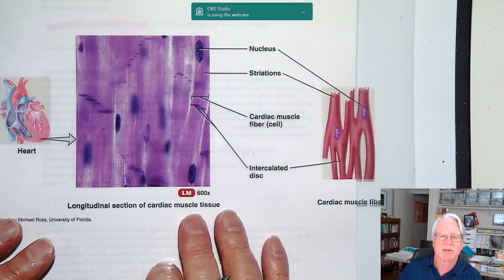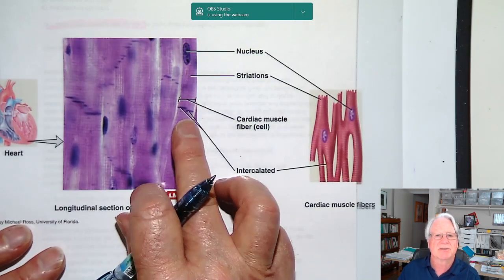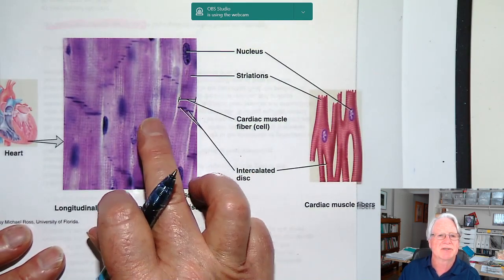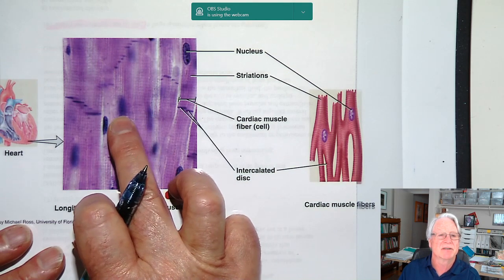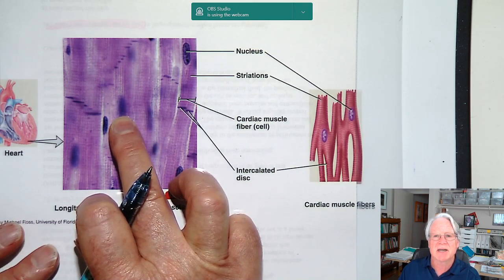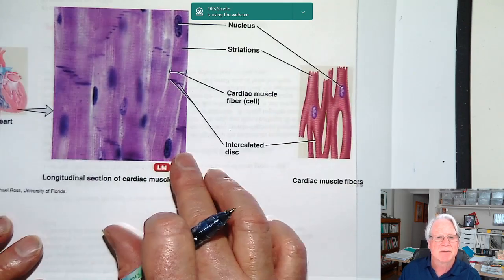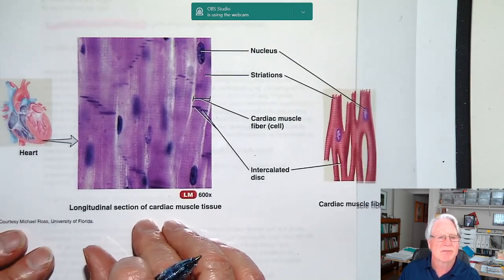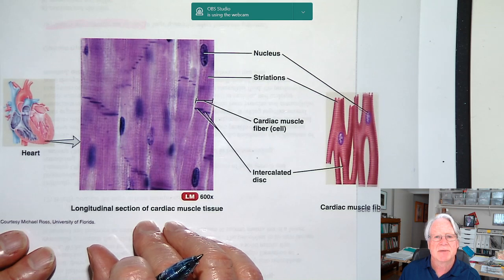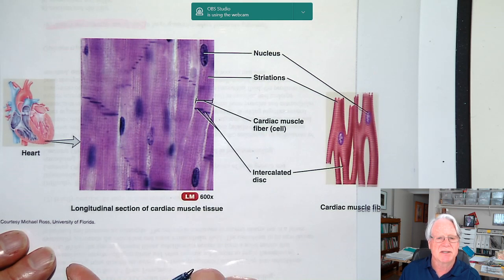So this is what it would look like. We can see the intercalated disc. We can see it's striated. We have centrally located nuclei. We have branching of the cells. And so it is involuntary and spontaneously depolarizes.